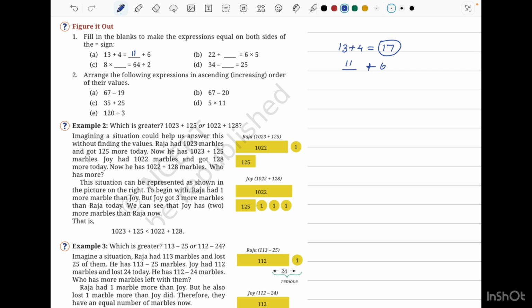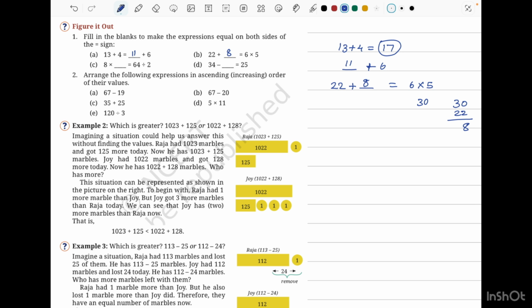Next one is 22 plus dash equal to 6 into 5. We find the value of 6 into 5, which is 30, and here 22 plus dash. So subtracting 22 from 30, we get 8. So 8 is the missing value. 22 plus 8 is 30, and 6 into 5 is also 30. So the answer is 8.